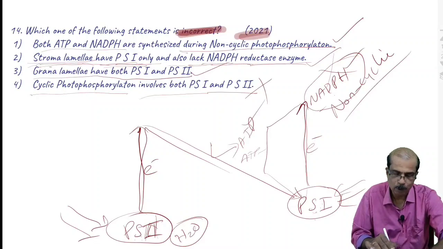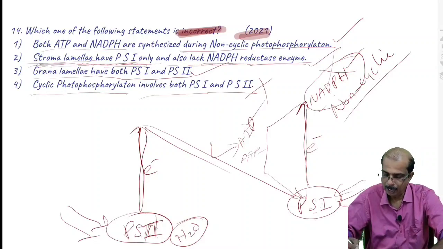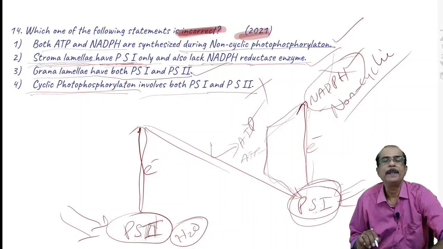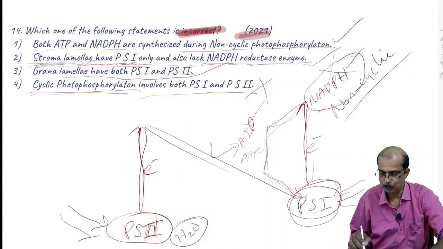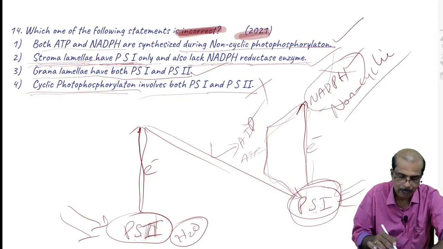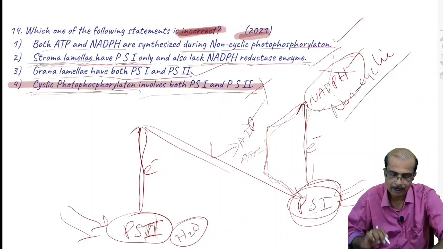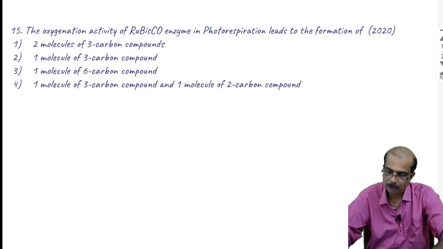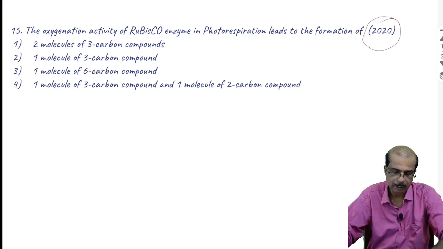We know that stroma lamella have PS1 only, and there is only cyclic photophosphorylation. For cyclic photophosphorylation, only PS1 is needed. No need of PS2. So, option 4 is a wrong one, and it is our answer for this question. We are moving to the next question, which was asked in the 2020 NEET examination.